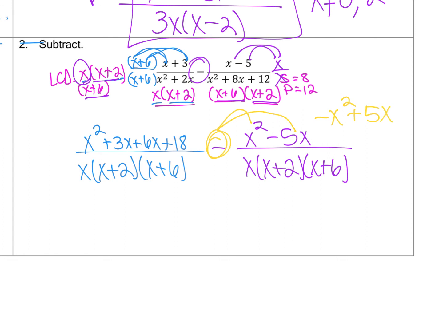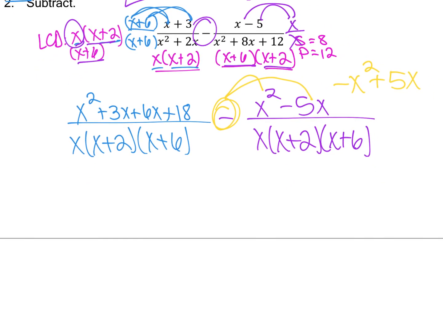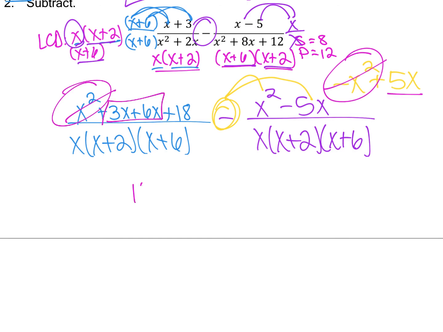Now we're going to combine the numerators. So if you look, we have an x squared and then minus x squared, because remember we had to distribute that negative. So those cancel out. And then we have 3x plus 6x, which would be 9x, plus 5x, which would make 14x. And then we have the plus 18. And then just rewriting your denominator.